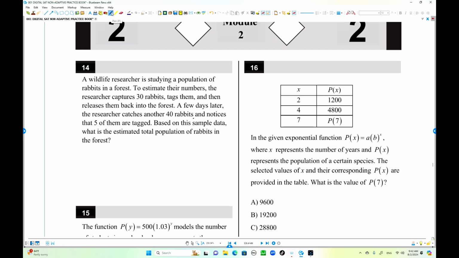Here is number 14. Wildlife researchers are studying a population of rabbits in a forest. To estimate their numbers, the researcher captures 30 rabbits. So out of the population, they captured 30 rabbits and tagged them. Okay. So out of the population, I'm going to use n rabbits. That is the total number of the population. Okay. So a few days later, the researcher catches another 40 rabbits. So that's a sample, right? This is a sample.